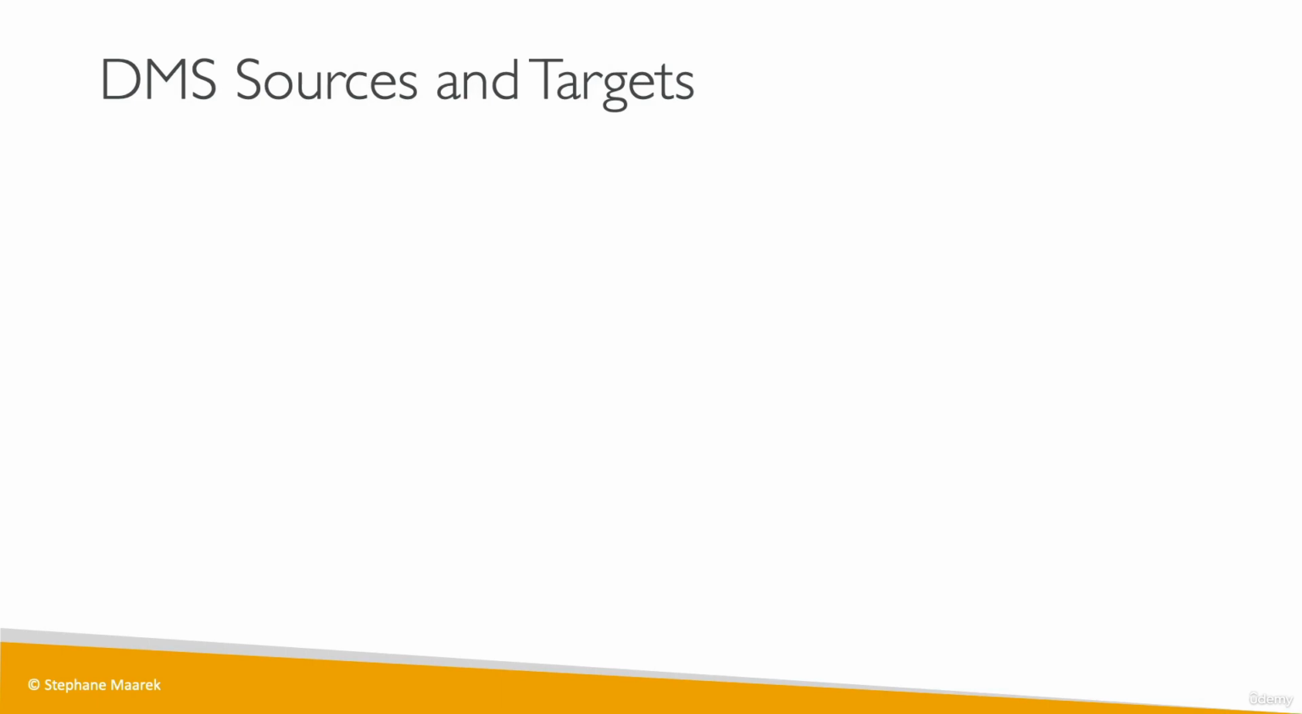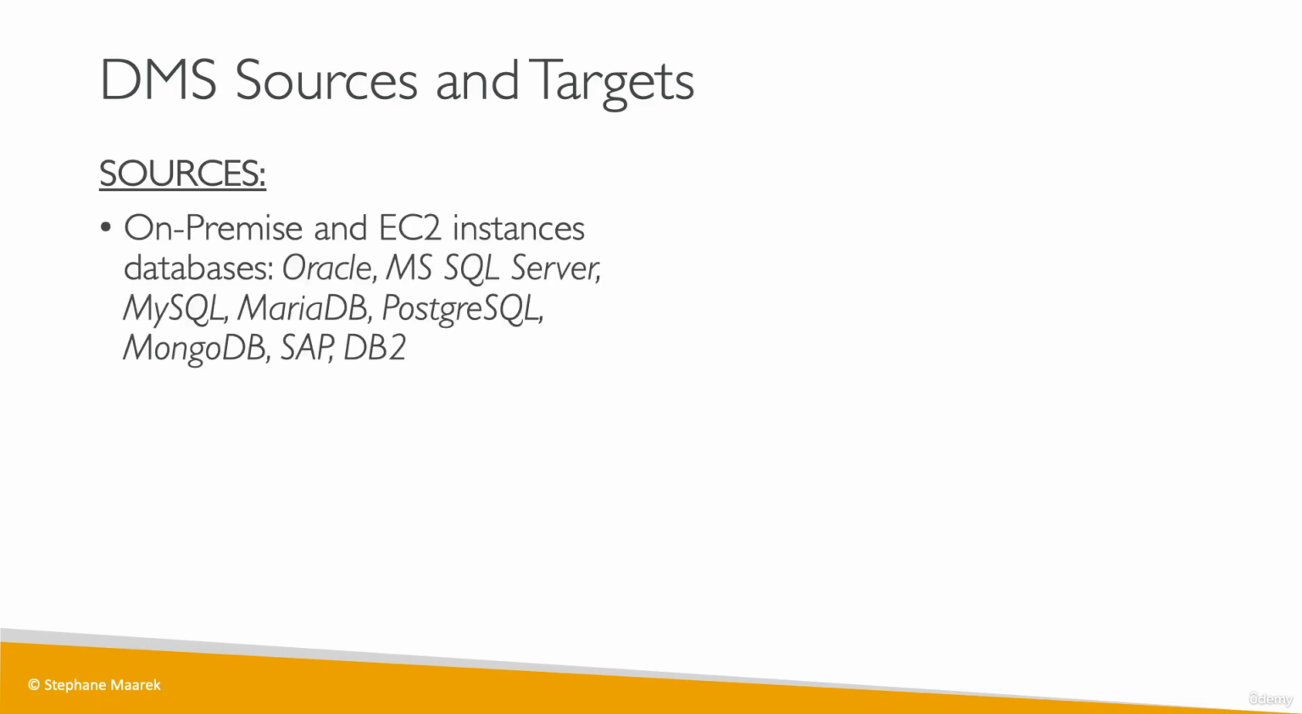You don't need to remember them all, but it's a good idea to just see them once. The first one is going to be on-premise and EC2 database instances, such as Oracle, Microsoft SQL Server, MySQL, MariaDB, PostgreSQL, MongoDB, SAP, and DB2. Again, you don't need to remember everything, that's fine.